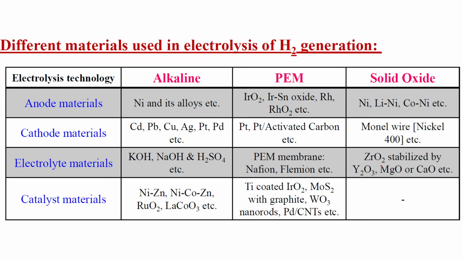Now coming on to different materials which are used in electrolysis for hydrogen generation. So these are the different materials which are used. You can study here the alkaline electrolyzers, then PEM electrolyzers, and some solid oxides which are also used as anode materials. These are the cathode materials, these are the electrolyte materials, and these are the catalyst materials.